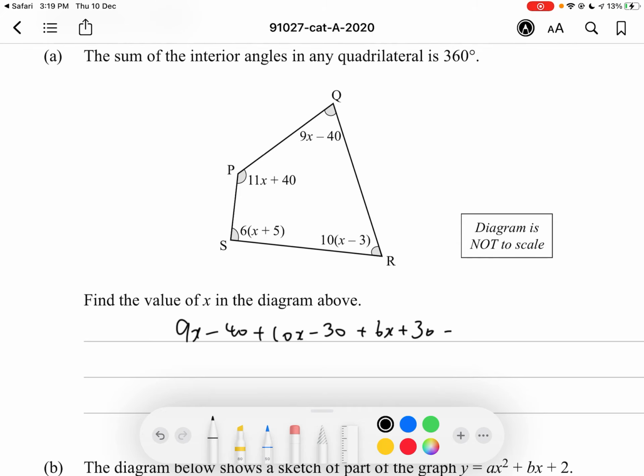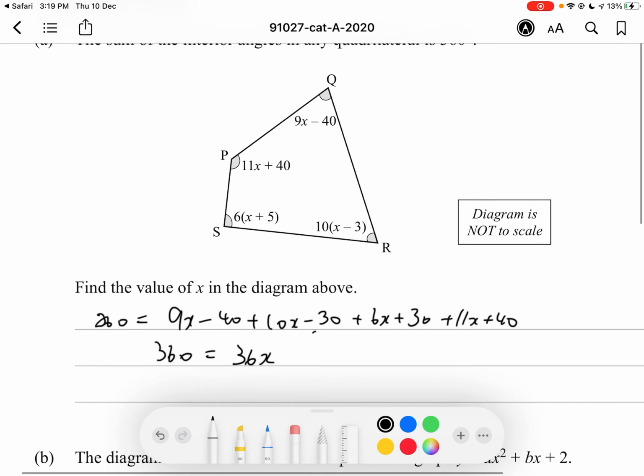So I'm just expanding these brackets out. Okay, so 9x plus 10x is 19x, plus 6x is 25x, plus 11x is 36x. Negative 40 plus negative 30 is negative 70, plus 30 is negative 40, and that's 0. Oh, perfect. So we have x equals 10, as we can see.